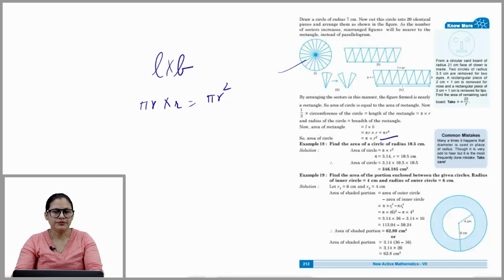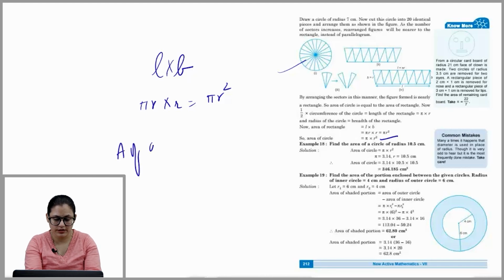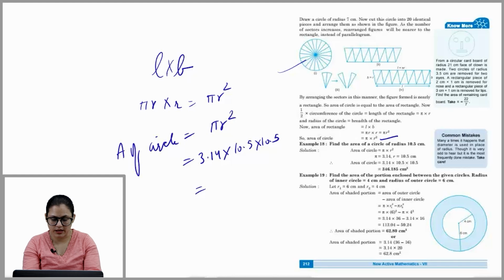Let's do example 18. Find the area of a circle of radius 10.5 centimeters. So the area of a circle is pi r square. We will take the value of pi as 3.14 and the radius is 10.5 into 10.5. So you will get this answer.